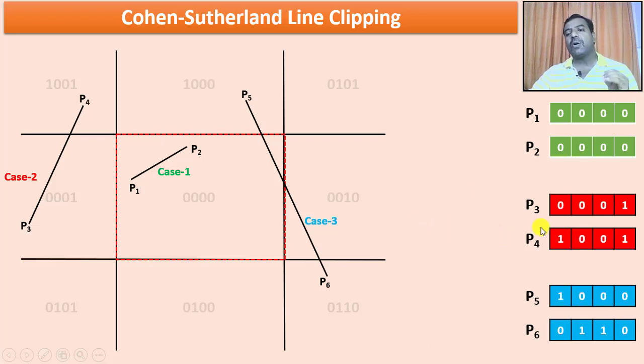Now once you have got these region bits, my next step in this algorithm is to check whether the line belongs to case 1, that is completely accepted, or case 2, completely rejected by being on one side of the clipping window, or whether it is partially accepted, being in case 3. As a human, we can clearly understand this: this is case 1, this is case 2, case 3.